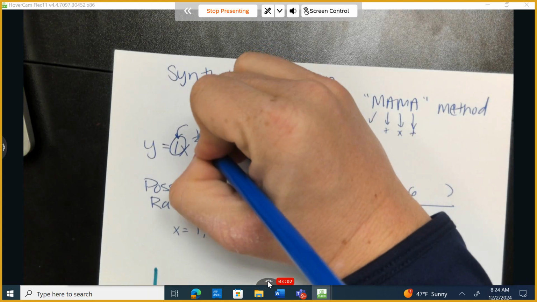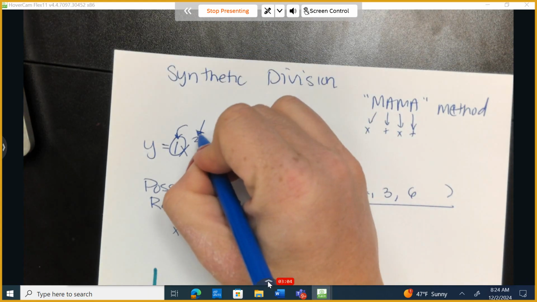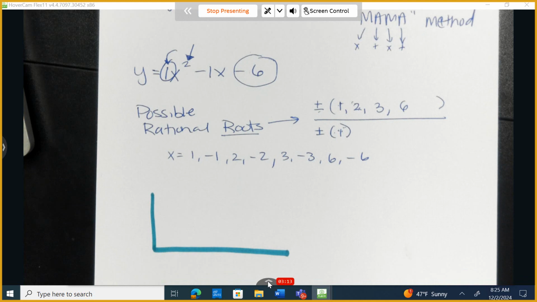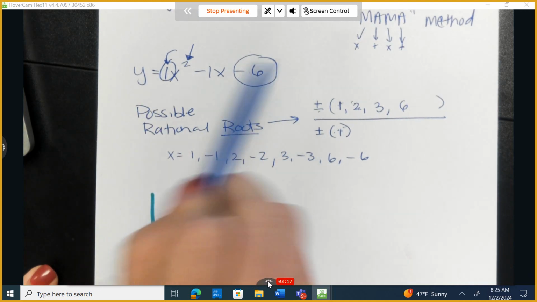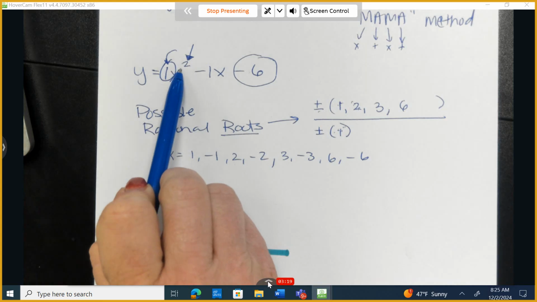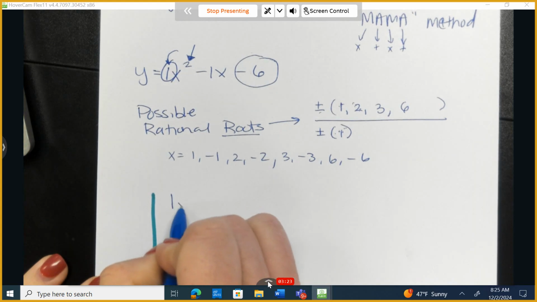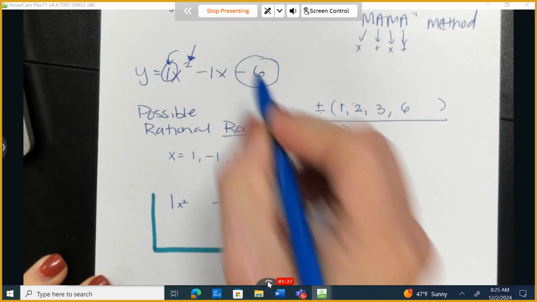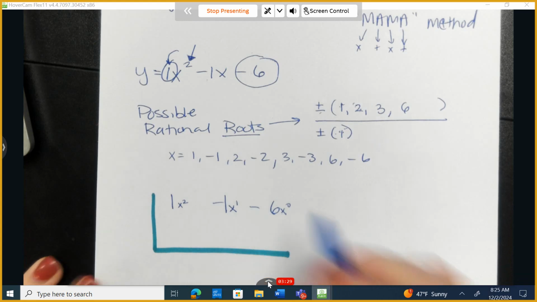Please do me a favor, draw an arrow up here. This tells me we should have 2 solutions. I don't know what type of solutions they are. They could be real, no i's, or they could be complex, containing i's. The next thing we do, inside of here, I'm going to write these down, and everything has to be accounted for. So this is x to the second, 1x to the second. This is negative 1x to the first, and this is negative 6x to the 0.